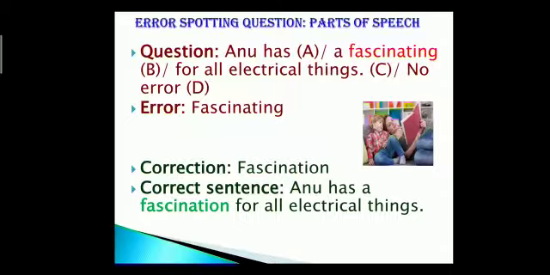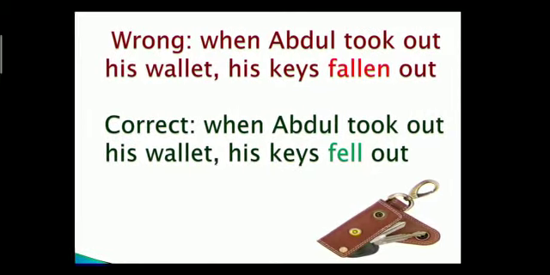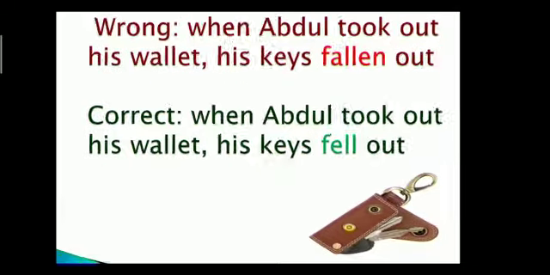In this sentence, the error is related to the noun. When the indefinite article a is given in a sentence, then it should be followed by a noun. Therefore, the error is in the second part of the sentence. Next example. When Abdul took out his wallet, his keys fallen out. In this sentence, the error word is fallen. The correct sentence is: when Abdul took out his wallet, his keys fell out.